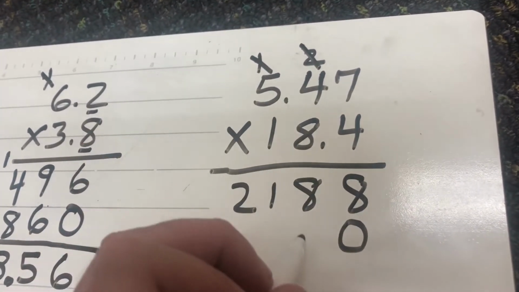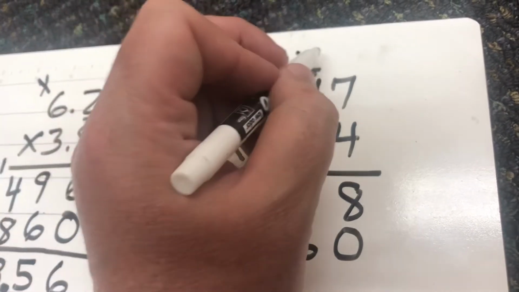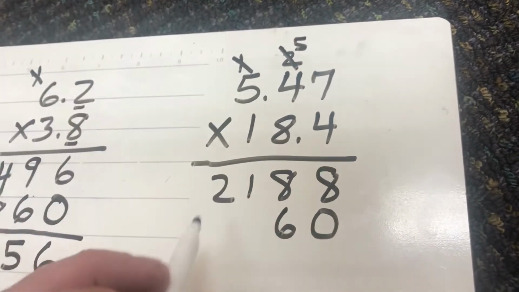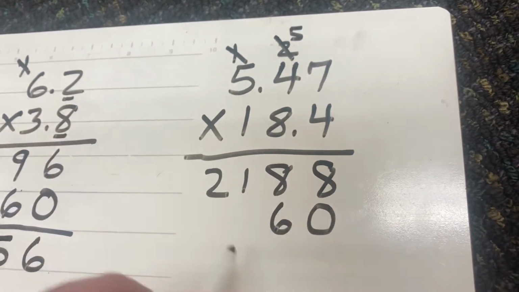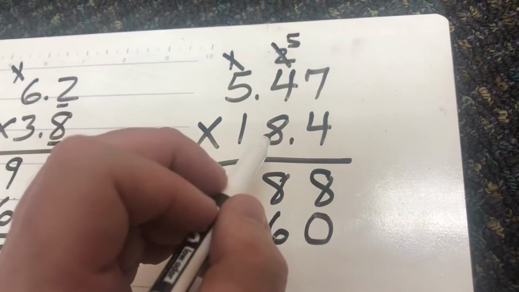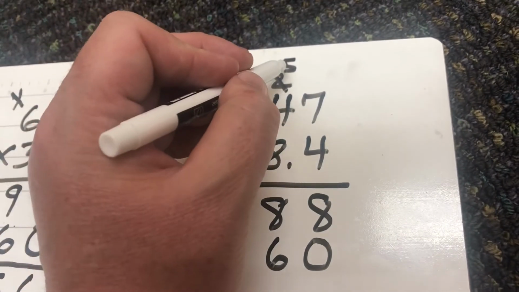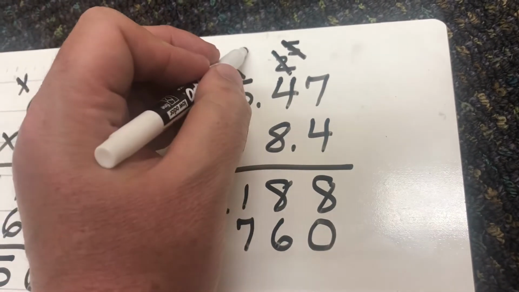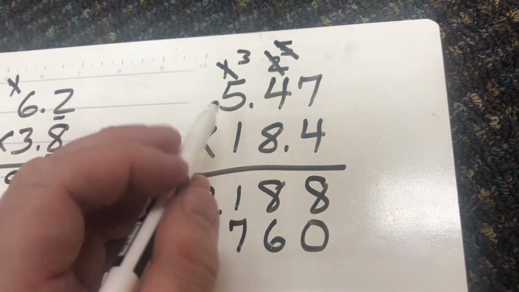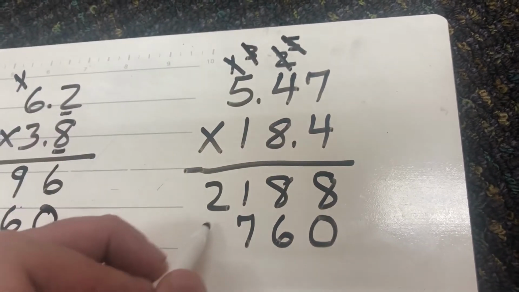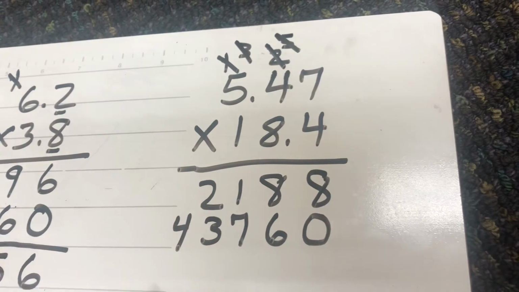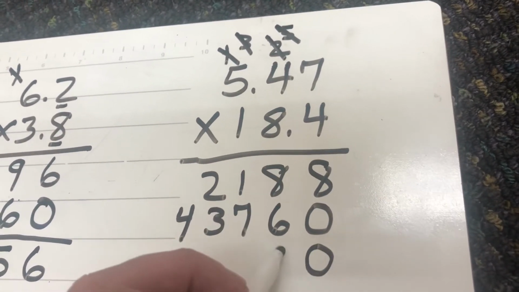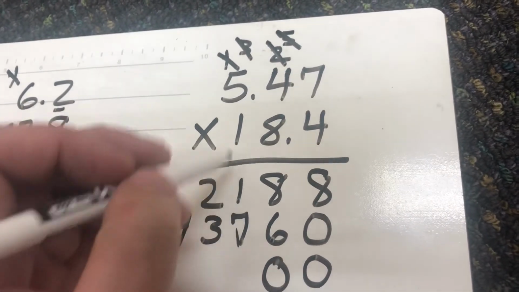8 times 7, 56. Put the 6 down, carry the 5. You start to see now why it's important to cross things off as you use them. 8 times 4 is 32, plus the 5 is 37. So I'm going to put the 7 down, carry the 3. 8 times 5 is 40, plus the 3 is 43. And then I'm going to start multiplying by the 1. But before I do that, I've got to put 2 zeros so it all lines up.